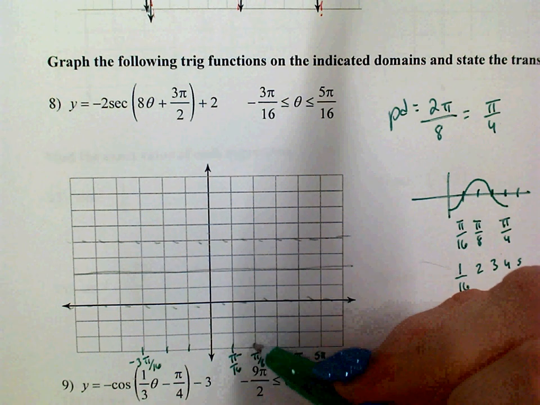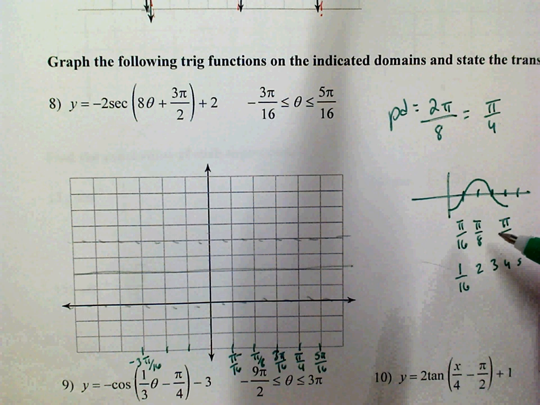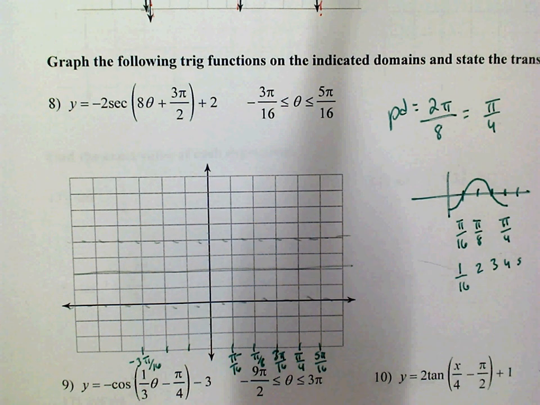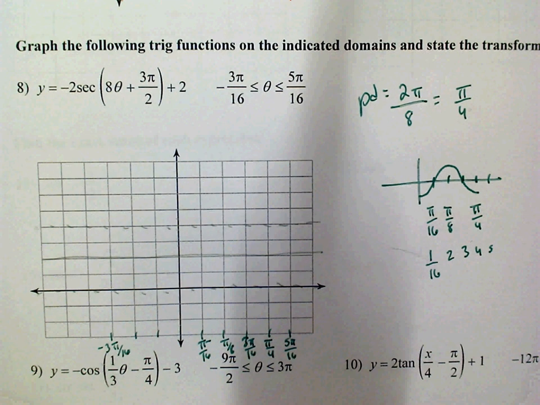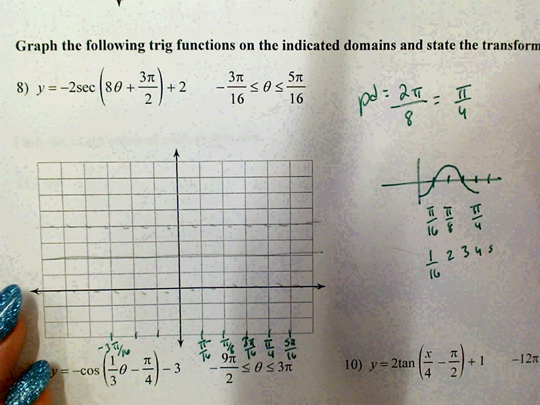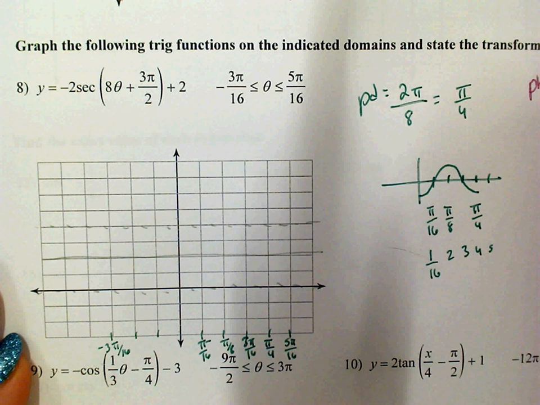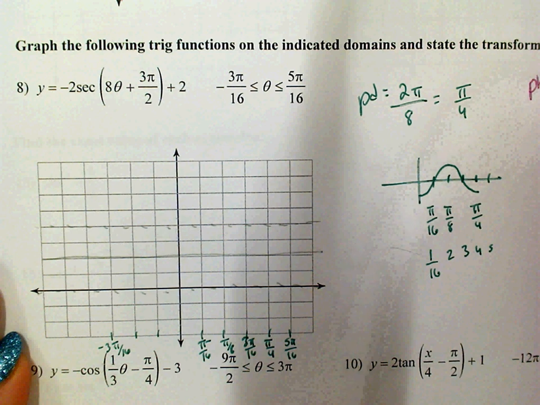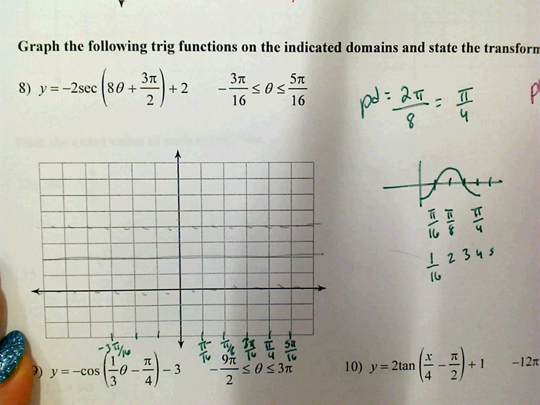Okay, and then I need to figure out my phase shift. So I'm going to take my cosine wave right here, and my negative cosine wave, and I'm going to move it whatever the phase shift is. So phase shift is negative c over b. So negative 3 pi over 2 over 8 over 1. Same thing as multiplying by 1/8.